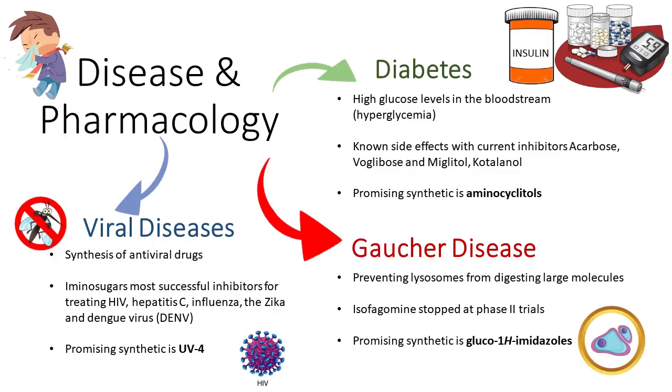Out of the different inhibitor classes discussed, there has been large progression into treating three main diseases. Diabetes is a condition of extreme levels of glucose in the blood. Gaucher's disease is a lysosomal deficiency disorder. Viral diseases come under a very large bracket. However, in relation to glucosidase inhibitors, the main diseases include HIV, the dengue virus, the Zika virus, and influenza.